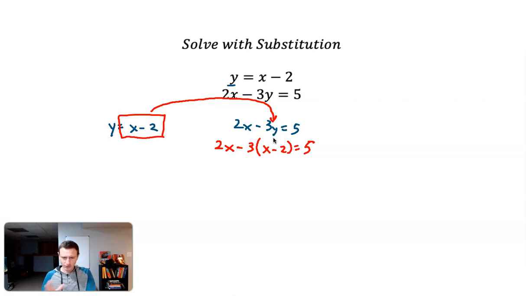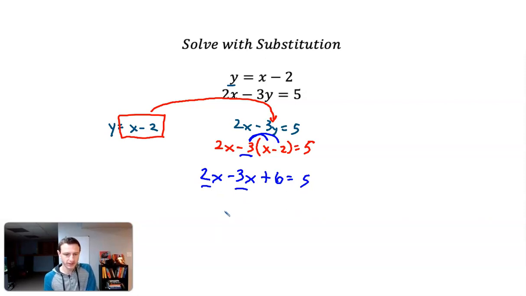A lot of people just can't quite wrap their head around the idea of substitution right away. Another part where people are going to make mistakes is the next step, where we have to multiply negative 3. You want to do negative 3 times x and negative 3 times negative 2, because we did negative 3 times y. What is y equal to? x minus 2. So we're going to have 2x minus 3x. Negative 3 times x is negative 3x. Negative 3 times negative 2 is a positive 6, equal to 5.